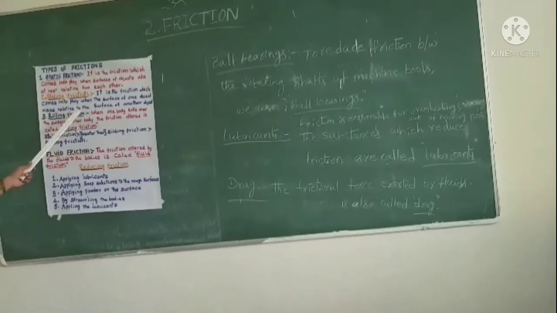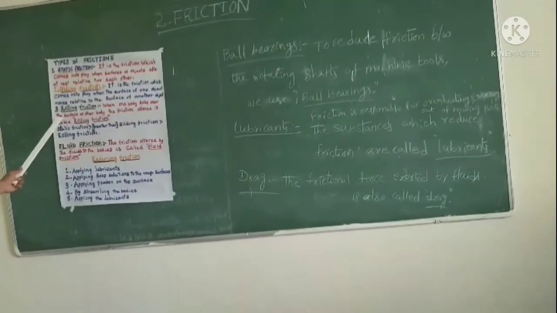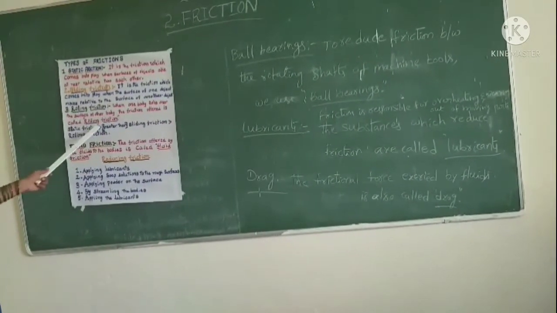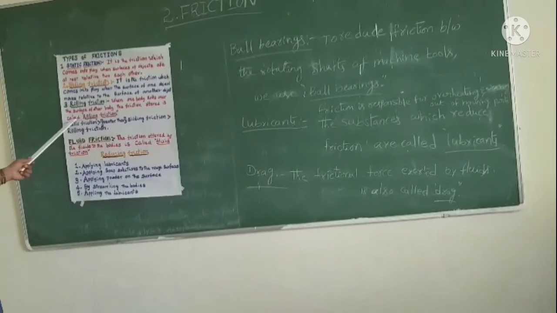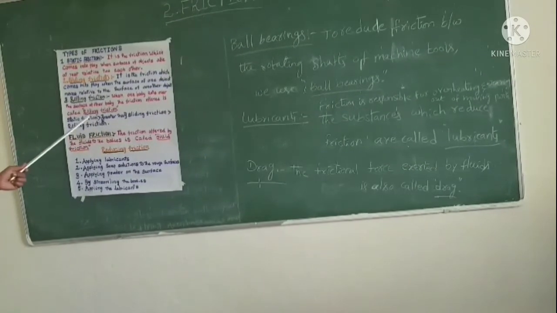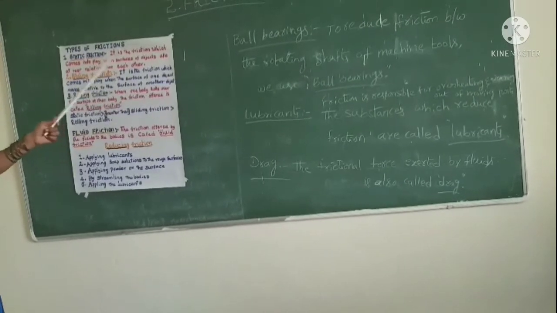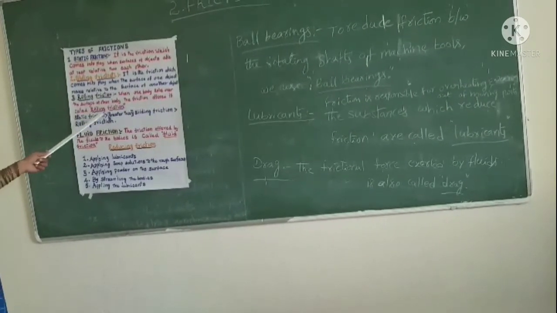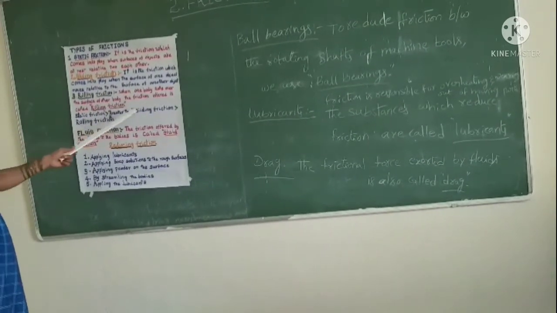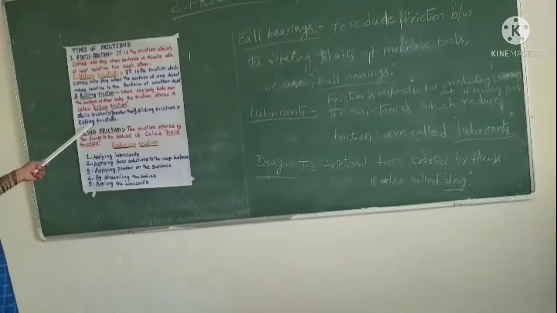Next, rolling friction. Rolling friction is the friction when one body rolls over the surface of another body. The friction offered is called rolling friction. Ball bearings in machines or tools are examples of rolling friction. Static friction is greater than sliding friction. Sliding friction is also greater than rolling friction.